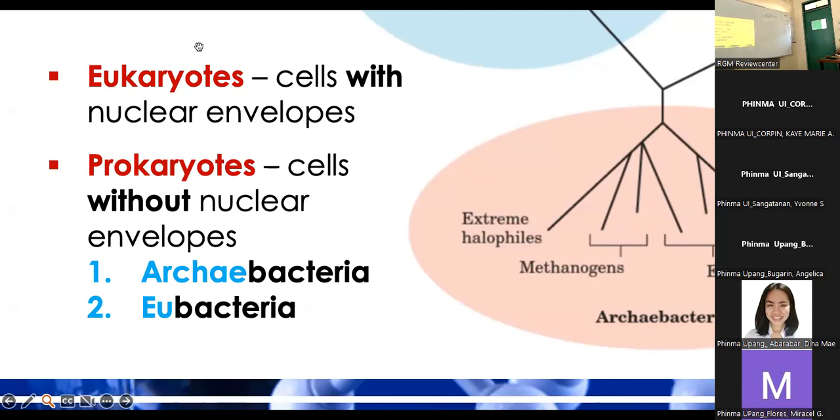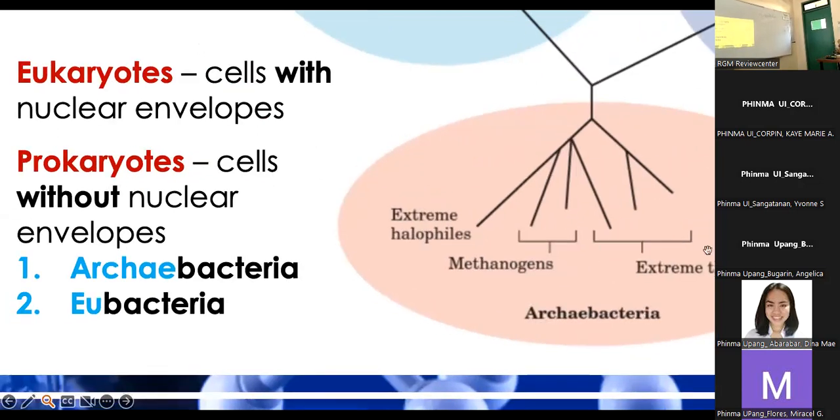So the eukaryotes would comprise which ones? Let's write them down. Your eukaryotes include the protista. The protists, also known as protozoans, are small.